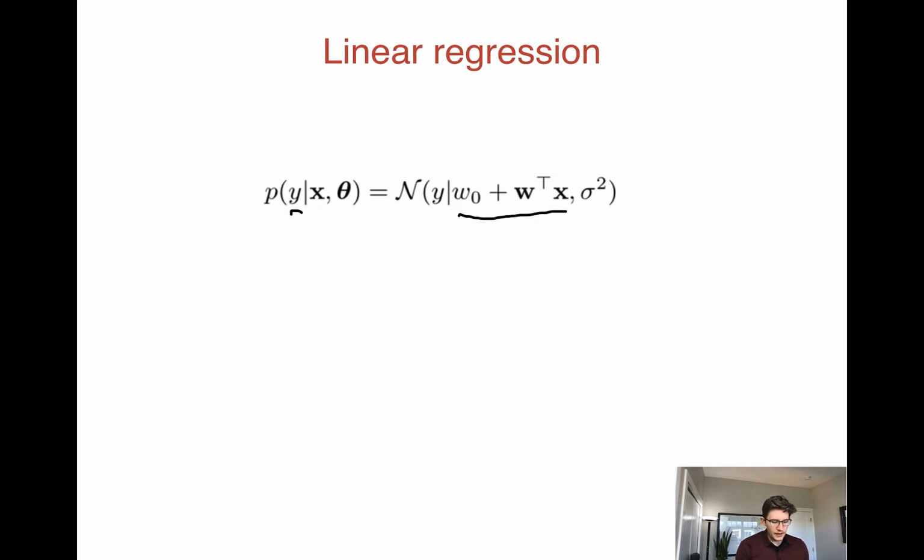Now note that this is a linear function of x. We take this vector and multiply it by x, and then also add a w0 intercept term to that. So this is a linear function. That's why we call this linear regression.